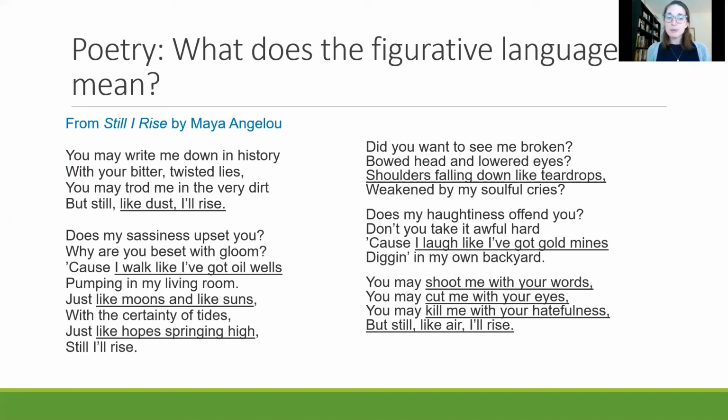So here it says, does my sassiness upset you? Why are you beset with gloom? Because I walk like I've got oil wells pumping in my living room. Just like moons and like suns with the certainty of tides, just like hope springing high, still I'll rise. So let's look at the oil wells first.